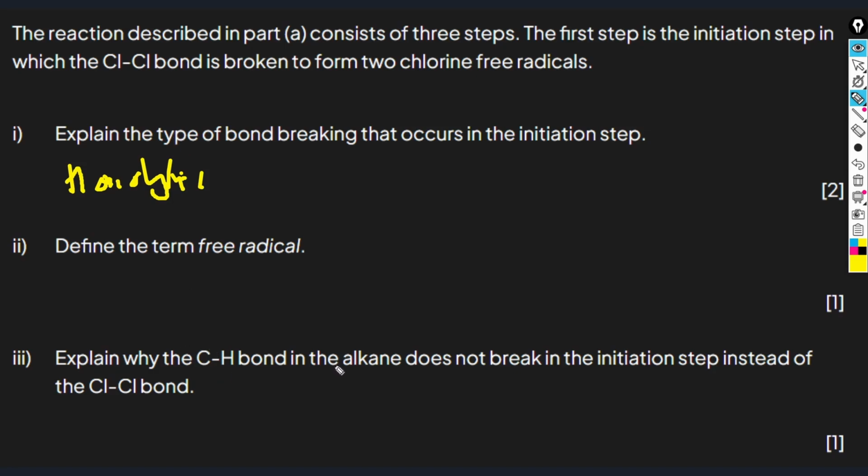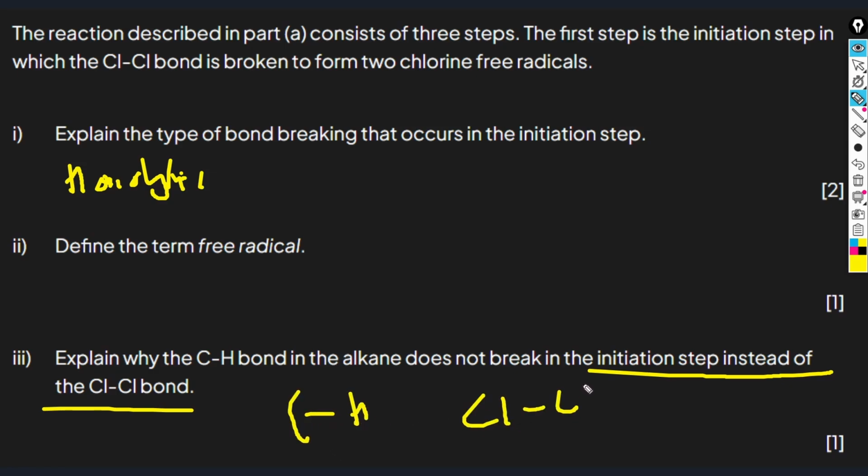Explain why the C-H bond in the alkane does not break in the initiation step, unlike the chlorine bond. So this is something easy to learn. Since we learned the carbon hydrogen bond is very unreactive, this will require a large amount of energy. The bond strength is very large. That is why they do not break easily, and the chlorine bond can break easily, while the carbon hydrogen bond requires more energy.